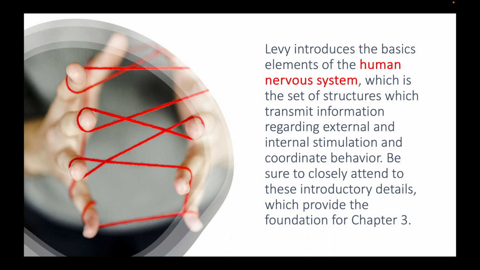Levy introduces the basic elements of the human nervous system, and he discusses the structures, the human nervous system being a set of structures that transmit information regarding stimuli, or in the singular, if you haven't encountered this word before, stimulus, plural stimuli. This is stuff either from outside the world, or sometimes a stimulus can be internal. It can be a thought, it can be a reaction that we have. And this is something that prompts us to behave in a certain way. Please be sure you are being attentive about these basic concepts introduced in this chapter, chapter 2, about the nervous system, because they will come into play in more depth in chapter 3. That will be our next discussion.